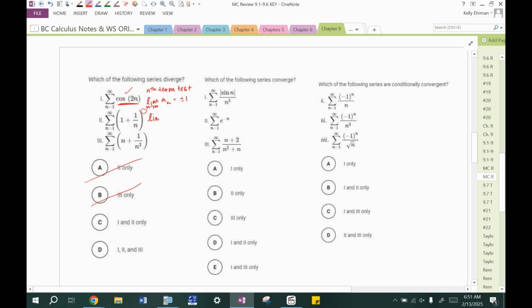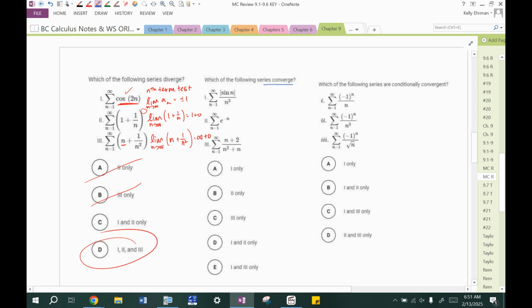So what would this limit be? Well, this limit would just be 1 plus 0. So yeah, that's diverging by nth term test. So 1 and 2. Okay, so that doesn't narrow anything down. And then this one, kind of the same thing. This limit, if you're putting n right here and 1 over n squared, the second term goes to 0, but the first one will be like infinity plus 0. So all 3 of these diverge.